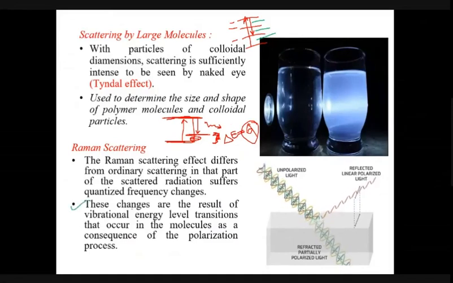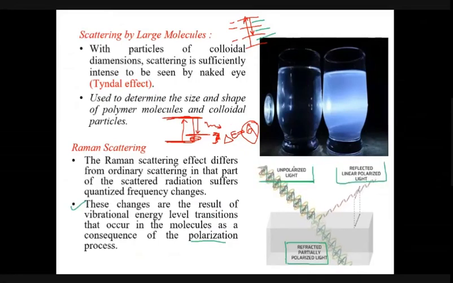Now, these changes are the result of vibrational energy level transitions that occur in the molecules as a consequence of the polarization process. Now, if you observe over here, what is incident is unpolarized light. You understand, I hope, the unpolarized light. This example we will come back to. You will understand it better when we see the energy changes.